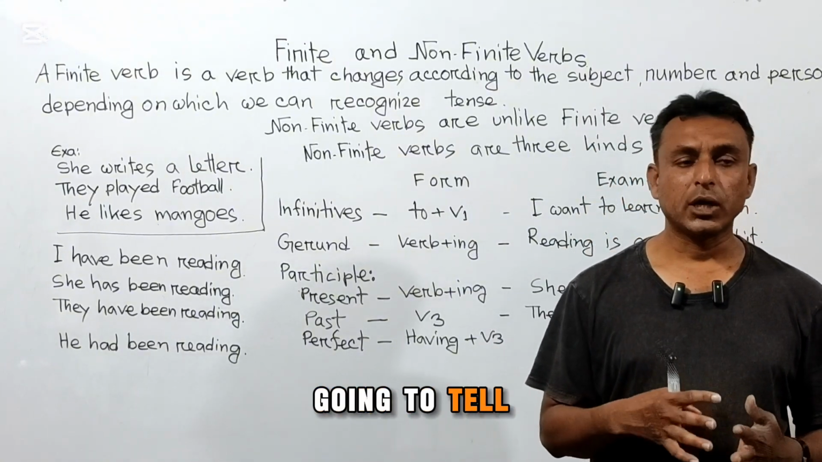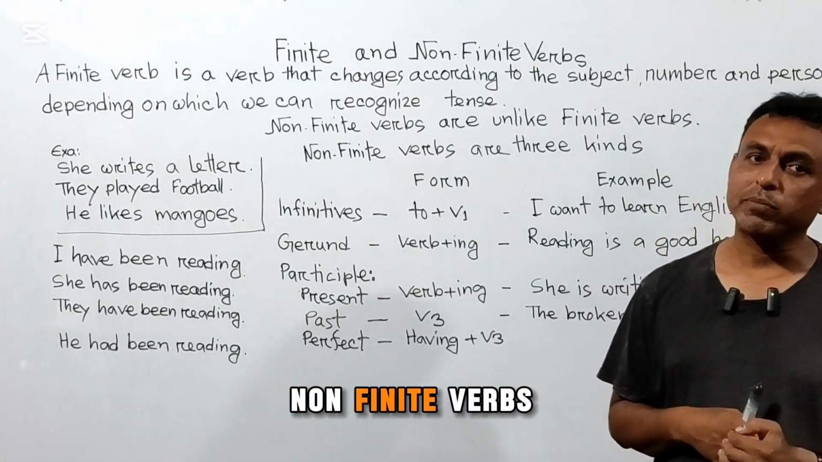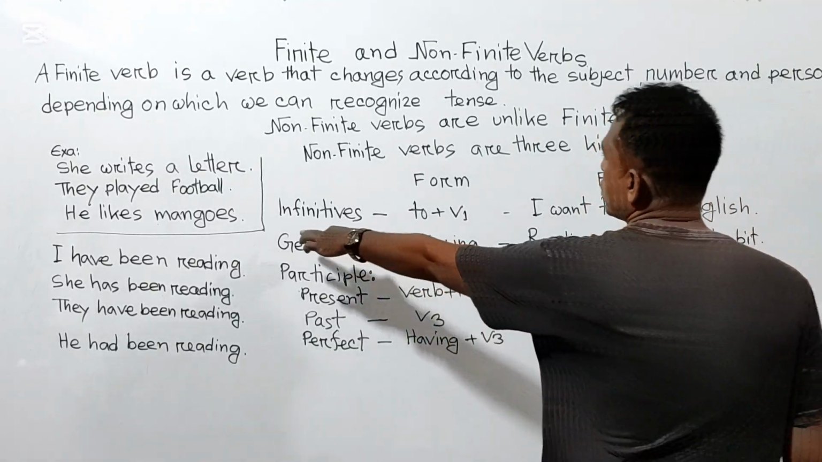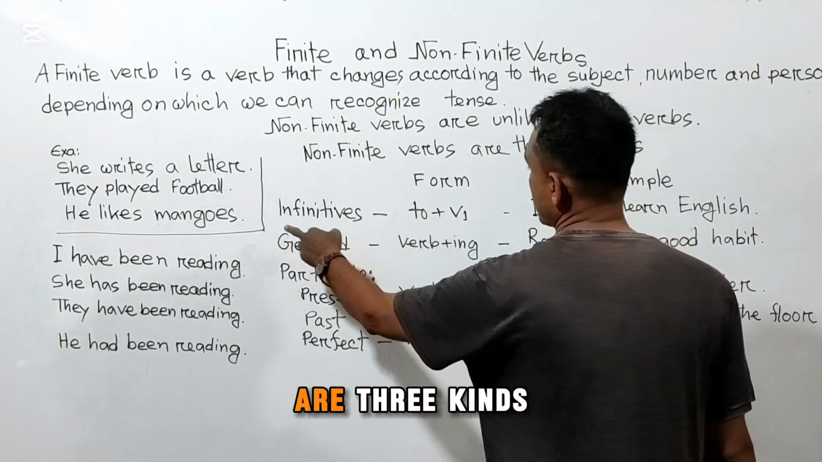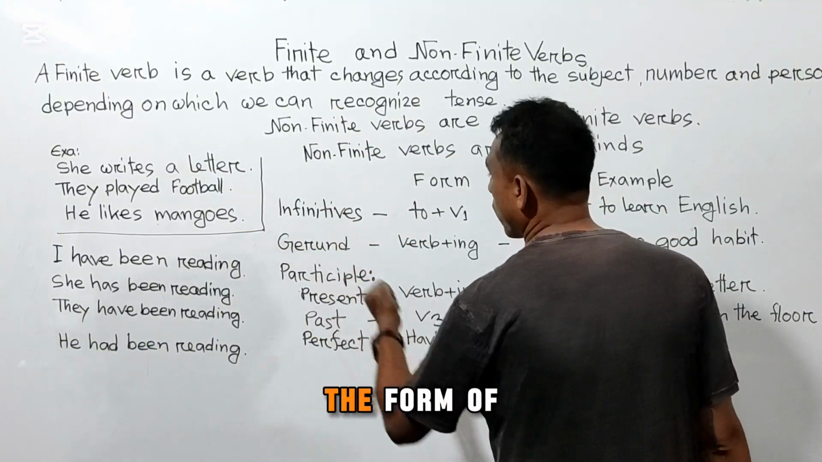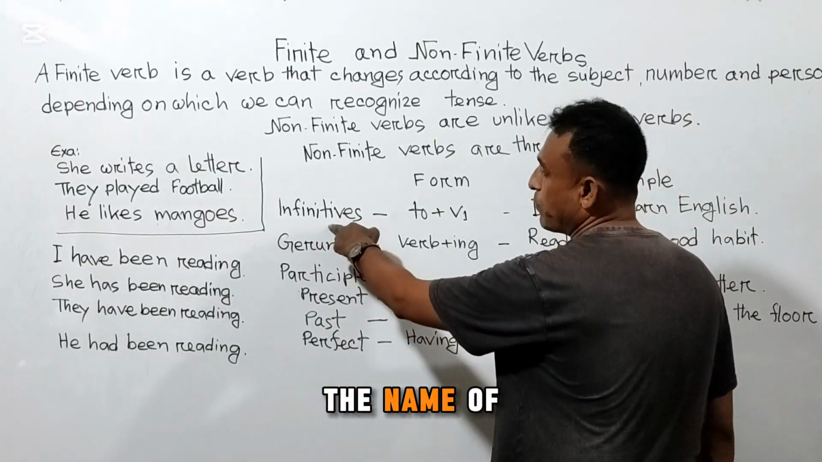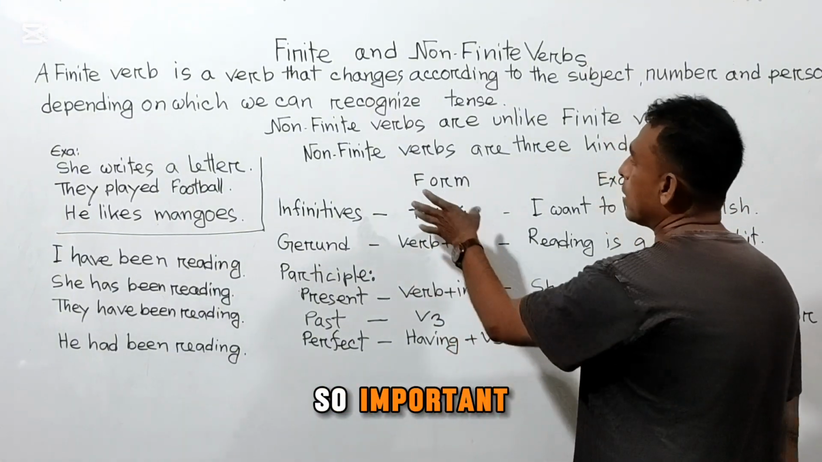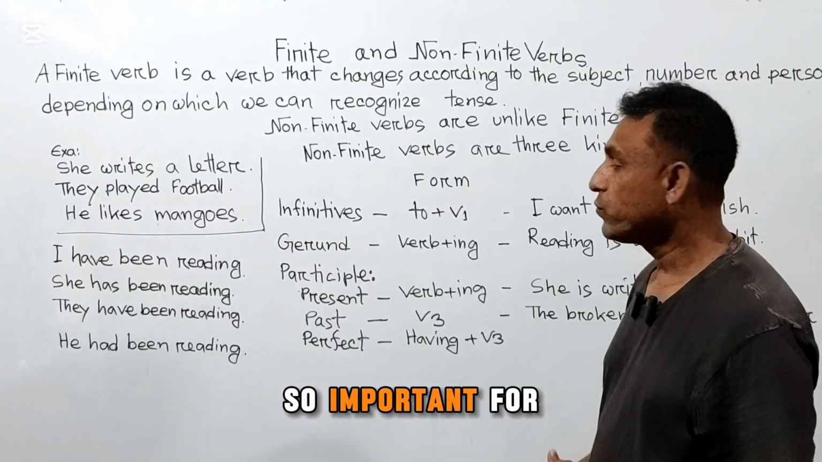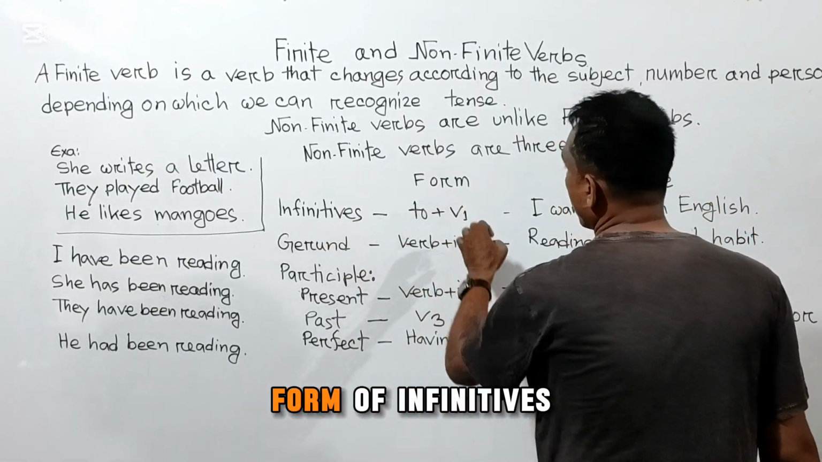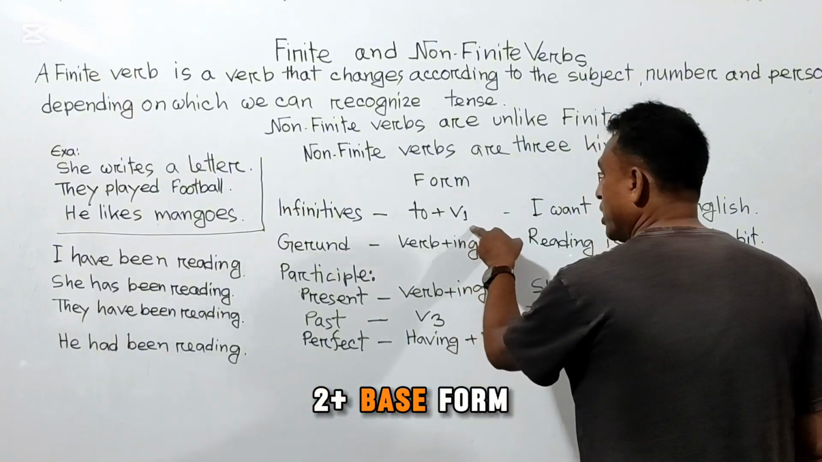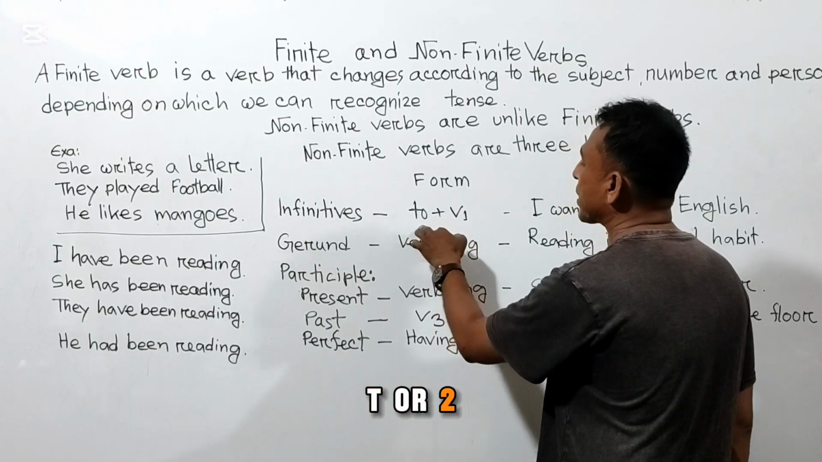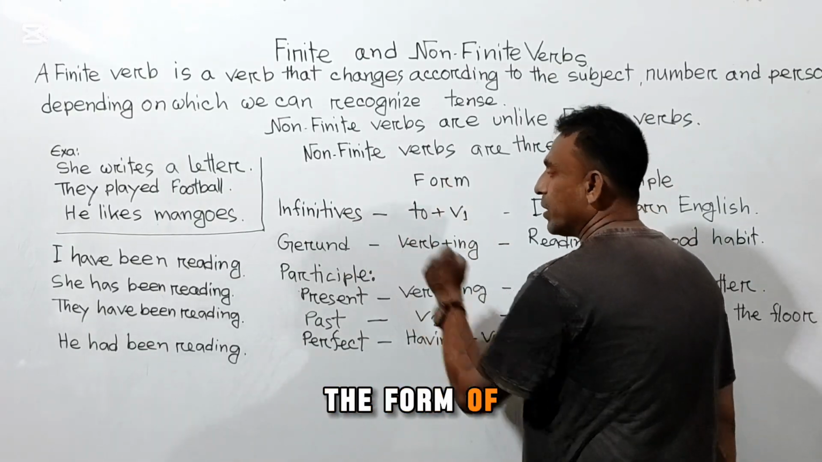Now I am going to tell you details about the forms of non-finite verbs and how they are used in a sentence. As I told you, non-finite verbs are of three kinds: infinitive, gerund, and participle. So what is the form of infinitive? It is important for us to know the form. The form of infinitive is to plus the base form of the verb, V1. First to, and then the base form of the verb.